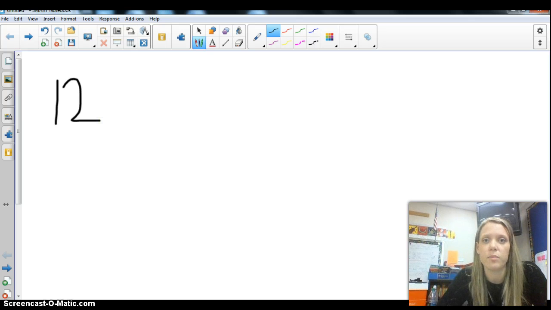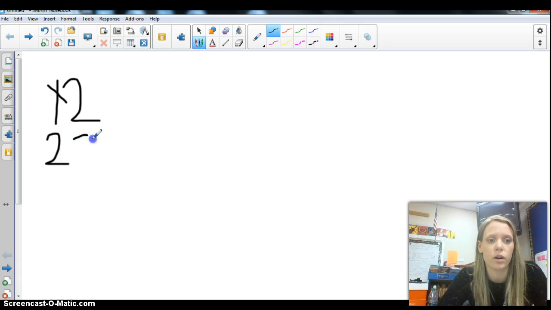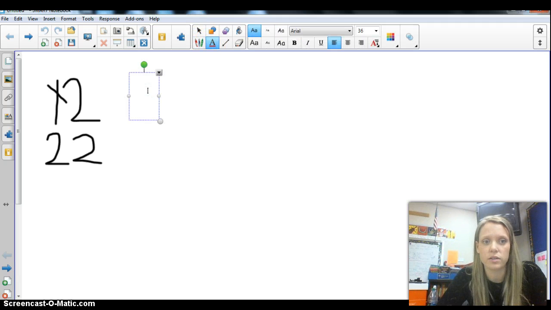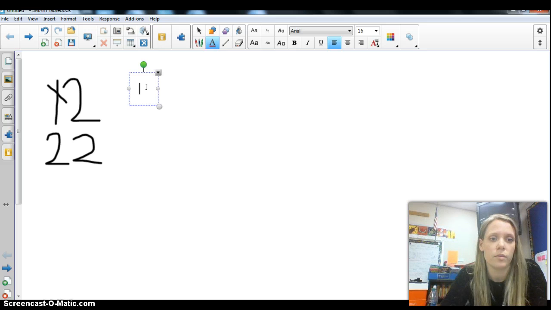Now since this is the 10 more activity, you're going to find 10 more than 12 using a strategy of your choice. So maybe I want to use the pattern strategy. I'm going to cross out the 1 and make it a 2 because that's more. So I know 10 more is 22. But I'm not going to stop there because I want to be able to explain my answer. So I'm doing it on my smartboard so you can see, but in your math journal, to explain this, these are the thinking stems you would want to use.